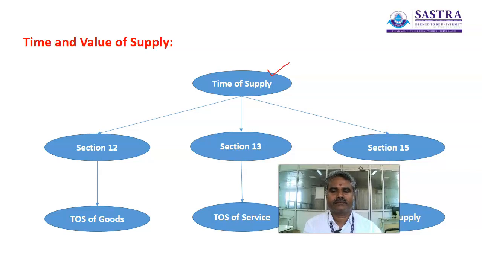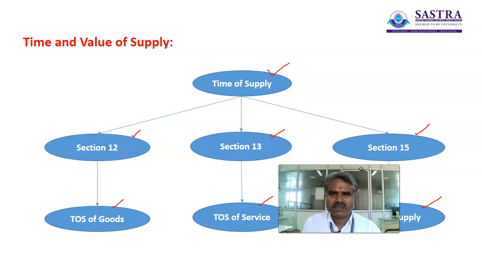Regarding time of supply, we have to cover section 12, section 13, section 15. Section 12 is for time of supply of goods. Section 13 is for time of supply of services. Section 15 is to find out the total value of supply, the taxable value of supply. So we have to discuss one by one. First we will take section 12.